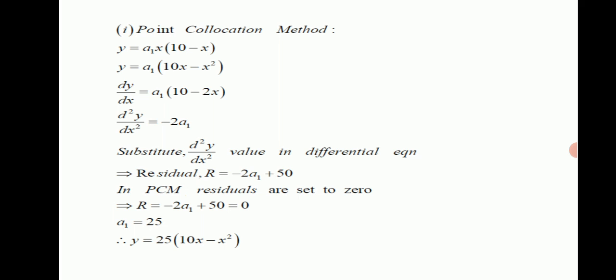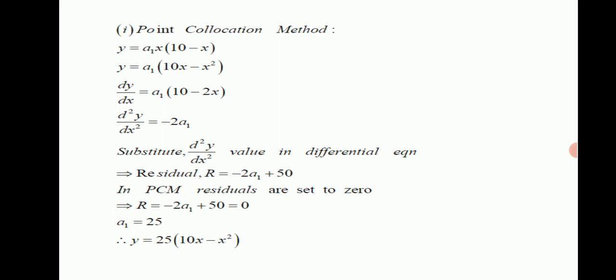Then we differentiate y. dy by dx, differentiating with respect to x, is a1 into 10, because when we differentiate the x term it becomes 1, so 10 into 1 is 10, minus, when we differentiate x square, we get 2x. So 10 minus 2x. Then we differentiate again, d square y by dx square, with respect to x. The 10 becomes 0 and minus 2x becomes minus 2, because differentiating x gives 1.